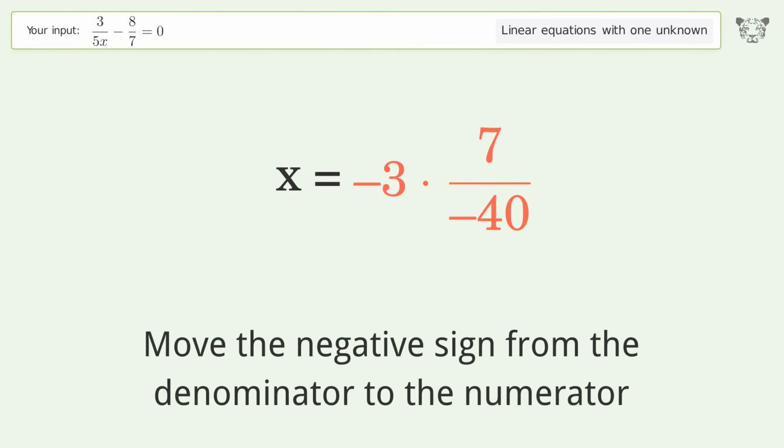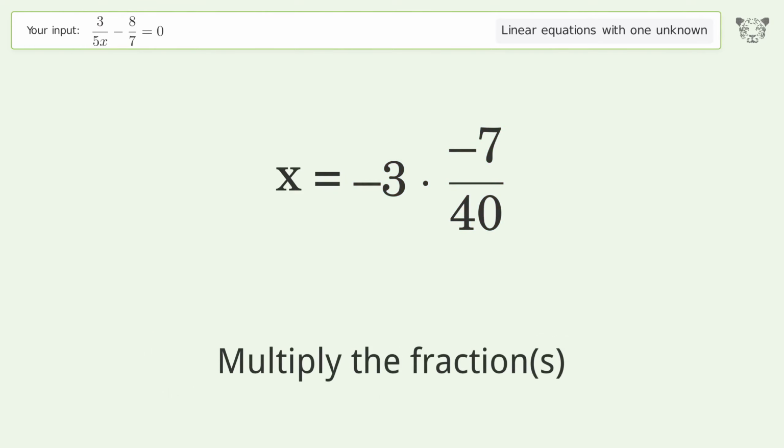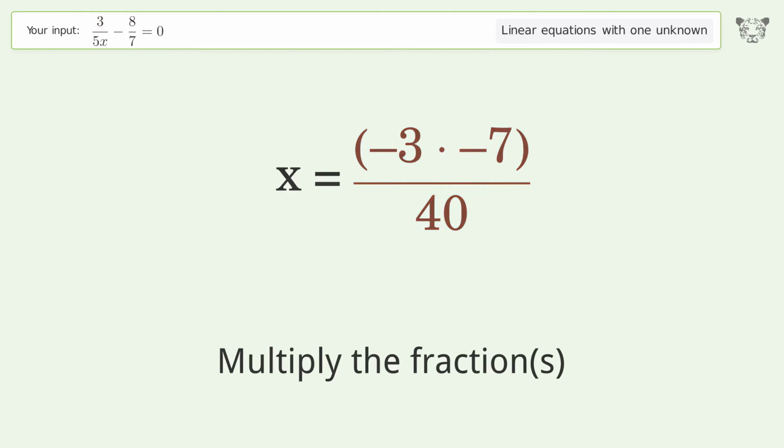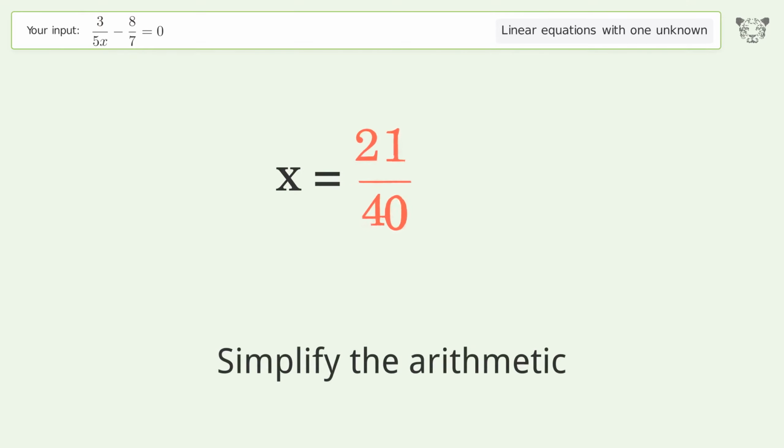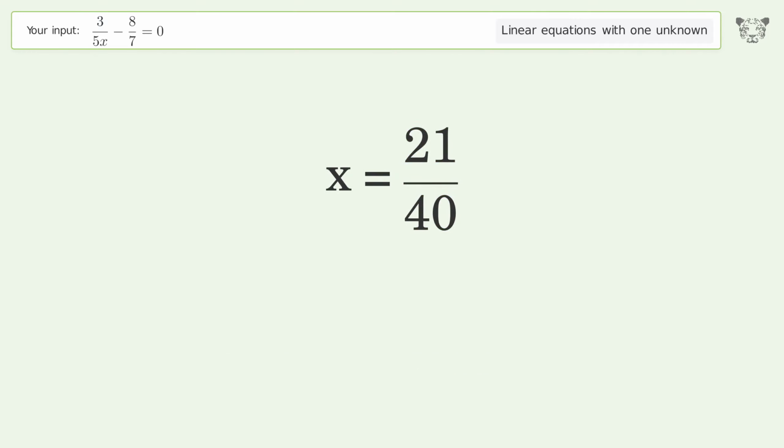Move the negative sign from the denominator to the numerator. Multiply the fractions. Simplify the arithmetic. And so the final result is x equals 21 over 40.